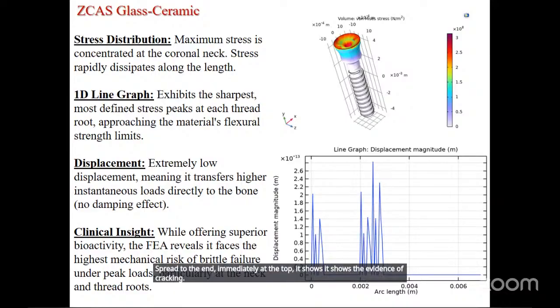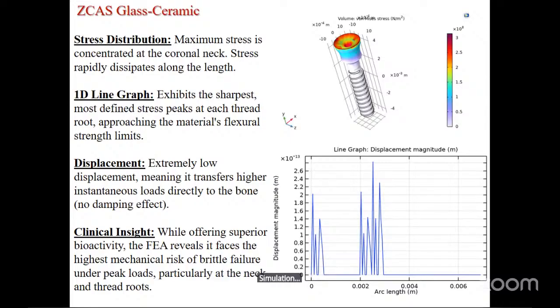So at this point, from seeing these simulation images, we can conclude that zinc calcium aluminosilicate glass is not on par with the other two materials. And we can move to the next slide.